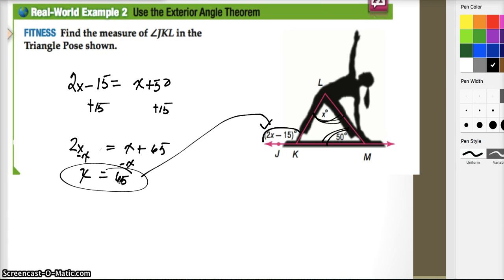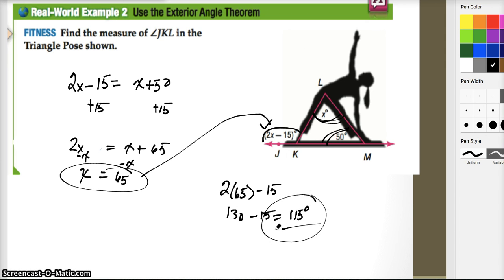I'll plug it back in here. 2 times 65 is 130. So 2 times 65 is 130. 130 minus 15 is 115. So this is the answer, I'll underline it. The measure of that angle JKL is 115 degrees.